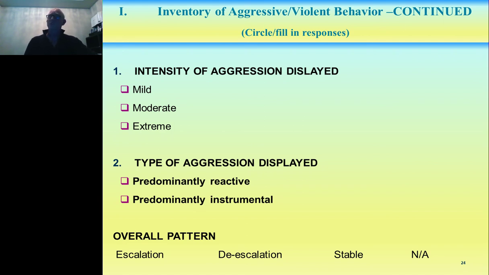But reactive might actually be easier to predict, because you can often see the escalation of isolation or ostracization, or, you know, mounting conflicts with peers or teachers and family to get an idea that this young person is ready to pop. Okay? Instrumental might be more insidious, and also may be used for a very specific functional purpose, such as joining a peer group or gang or something along those lines. So again, is this an escalating pattern, de-escalating, stable, or does it not apply? Are we not seeing aggression? Okay.